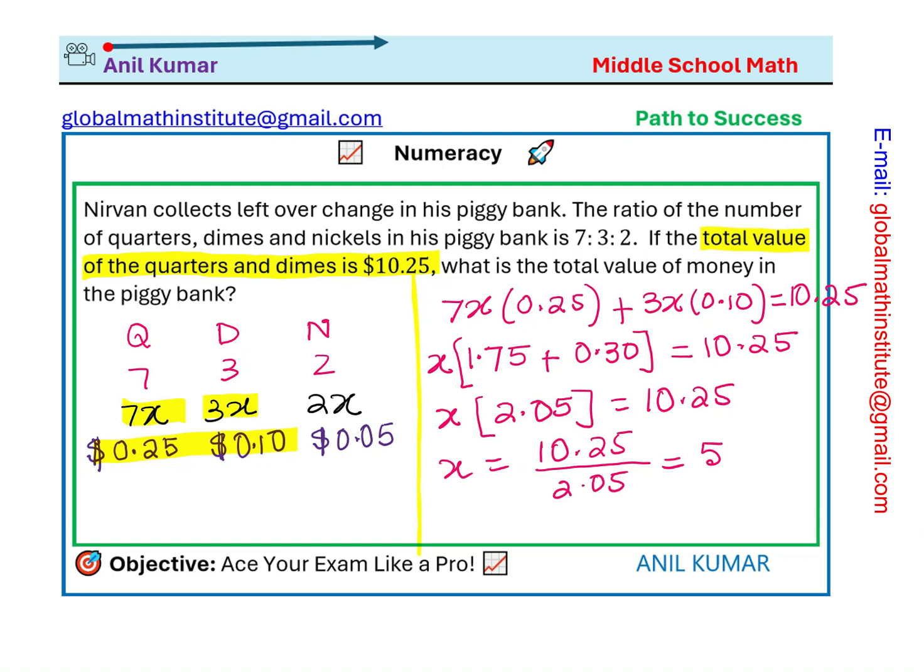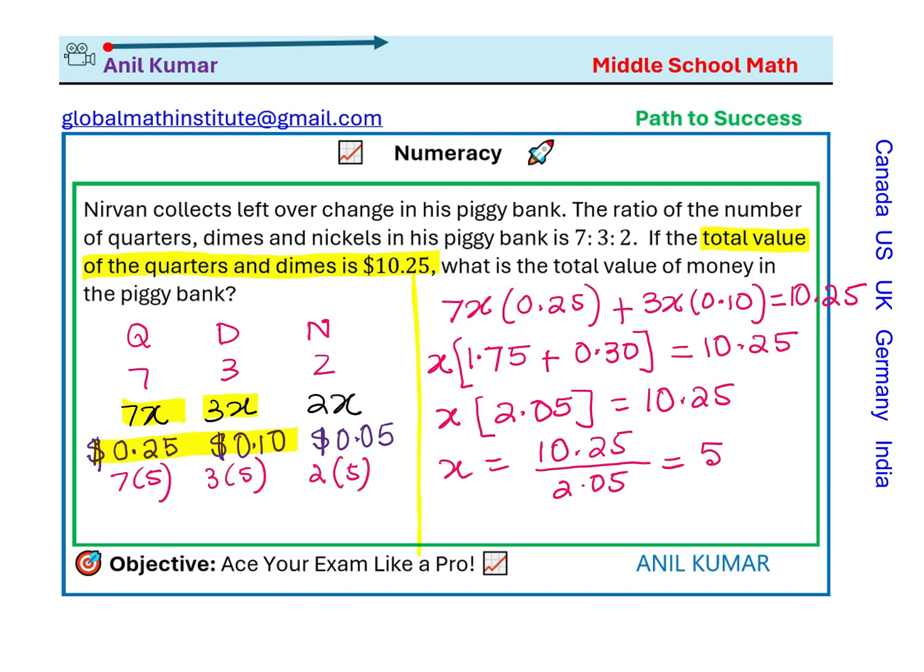So now we know that the scale factor x is 5. So x is 5 means the number of quarters will be 7 times 5. You get the whole idea. And dimes will be 3 times 5, and nickels will be 2 times 5. So now we know all the numbers of coins.